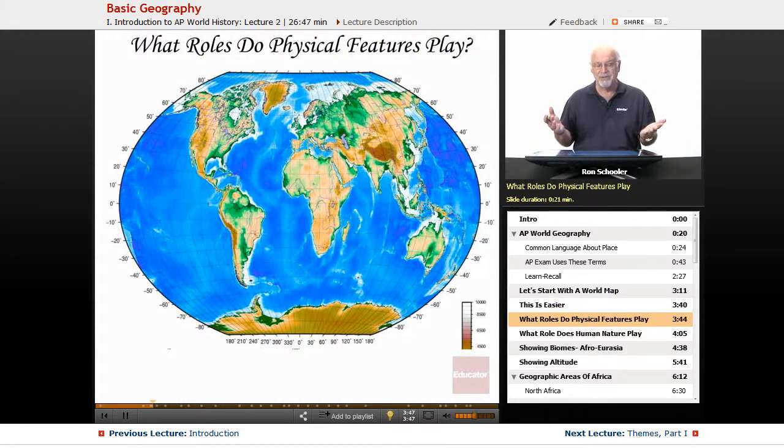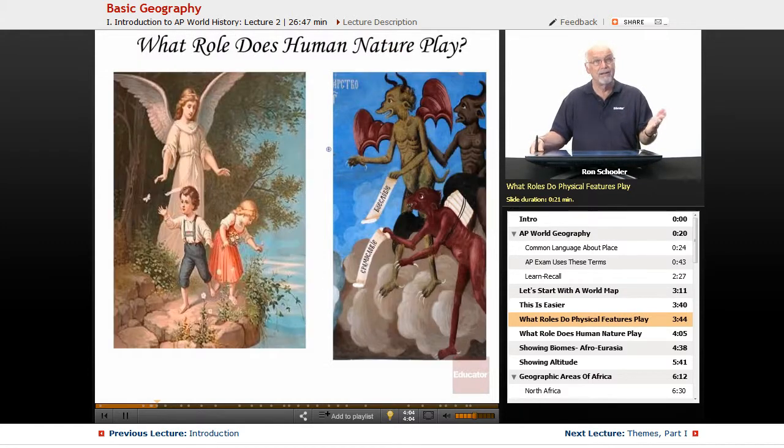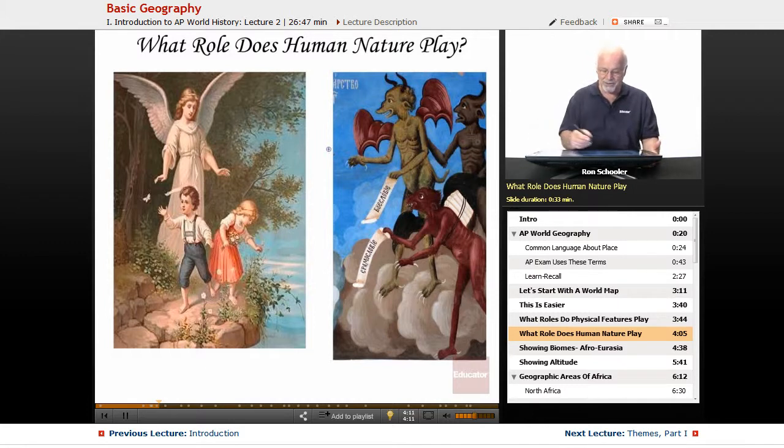So, what roles do physical features play? You know, geography is about physical features. Oceans, rivers, mountains, deserts, grasslands. What roles do those features play in history and how people live? Then there's the other side of it. What role does human nature play? And then we might argue about which one of these better represents human nature. You may already have decided one or the other, or maybe it's a hybrid of both of them. But human nature, acting upon the physical features of the earth and interacting with each other, is world history.